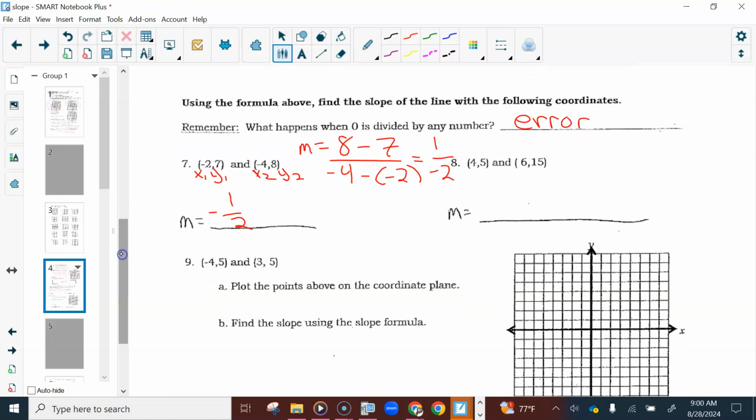All right, let's do it again in number 8. So again, I'm going to label. If you don't need it, you don't need to do it. And then go ahead and put those into the formula. 15 minus 5 over 6 minus 4.